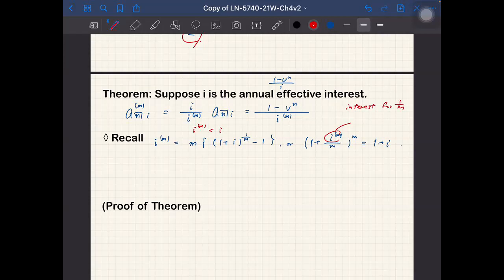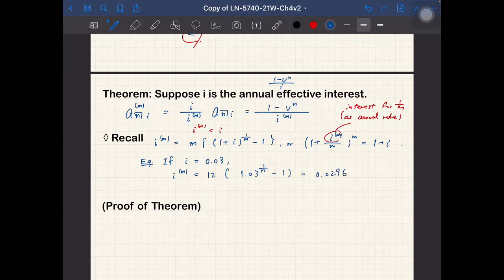But still, this is expressed as an annual rate. For example, remember the definition. If i is equal to 3%, 0.03, then i superscript m is equal to 12 times 1.03 to the 12th power minus 1, and this becomes 0.0296.